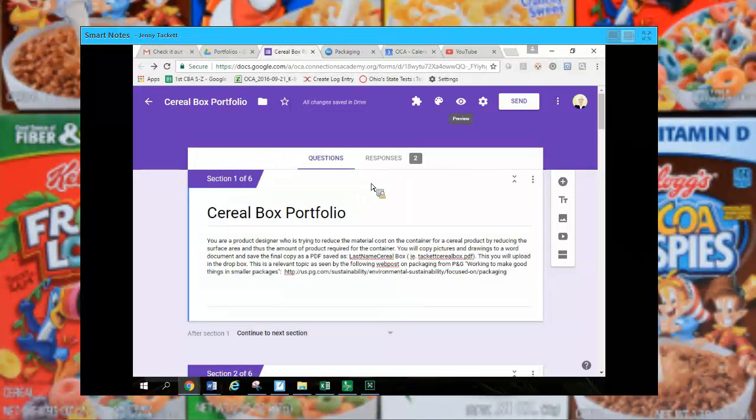This is Mrs. Tackett, Cereal Box Portfolio. You are a product designer who is trying to reduce the material cost on the container for a cereal product by reducing the surface area and thus the amount of product required for the container. You will copy pictures and drawings to a Word document and save the final copy as a PDF with your last name and the cereal box.